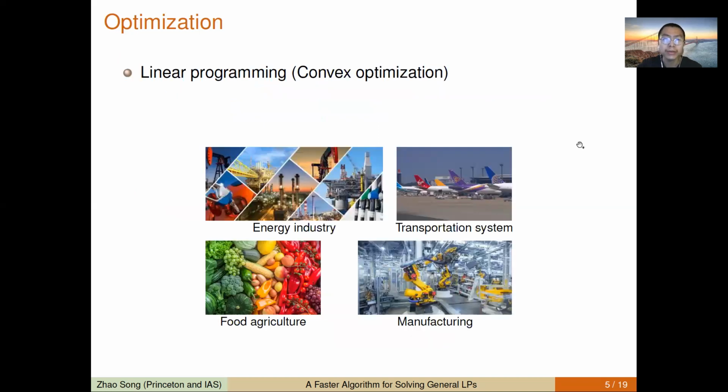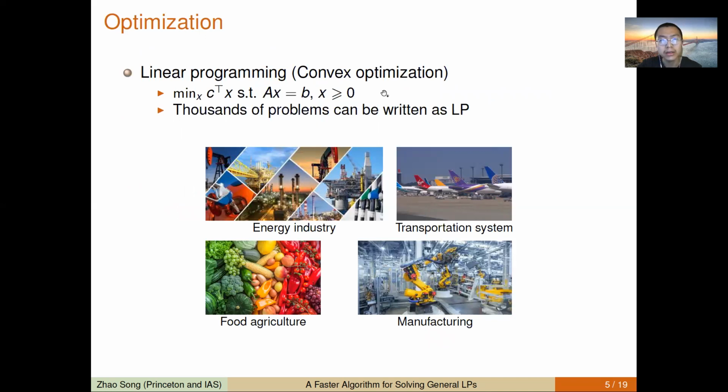Linear programming is one of the definitive examples in convex optimization. Usually you are given a matrix A, a vector b, and a vector c, and you want to solve this minimization problem under linear constraints. On the current Earth, many problems can be written as linear programs, for example in the energy industry, transportation systems, food and agriculture, and manufacturing. LP is also known as one of the top 10 algorithms of the 20th century.